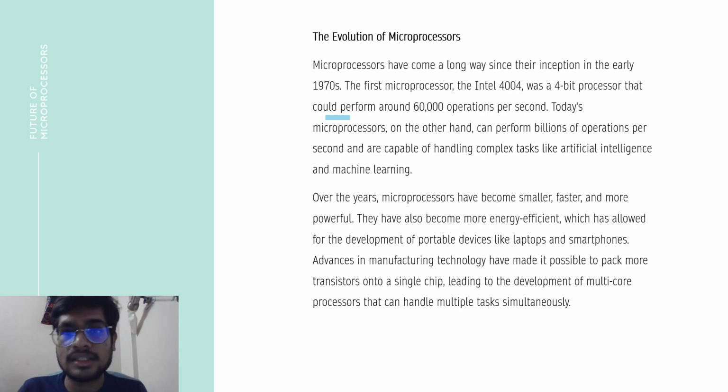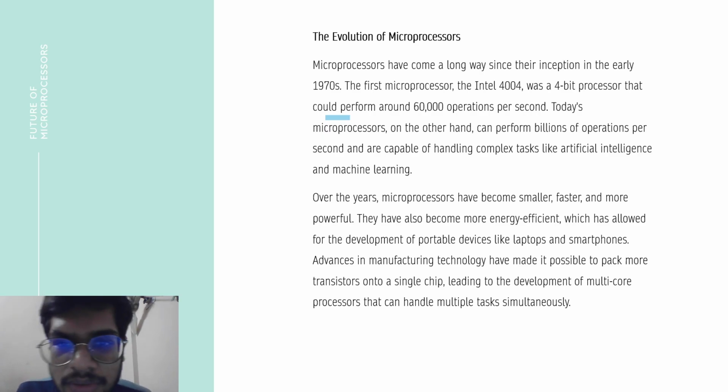You can imagine that even in the early days, this 4-bit microprocessor could perform 60,000 operations. A human being can't perform one operation per second, right? He needs at least 30 seconds to 1 minute, but this microprocessor can perform 60,000 per second. And today's microprocessors, on the other hand, can perform billions of operations per second and are capable of handling complex tasks like artificial intelligence and machine learning.